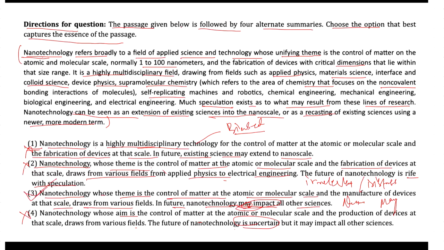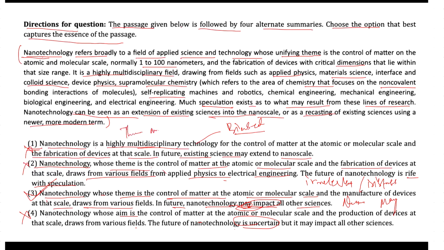So why? Because option three indicates that nanotechnology, whose theme is the control of matter at the atomic or molecular scale and the manufacture of devices at that scale, draws from various fields in the future. Nanotechnology may impact all other sciences. It accurately represents the original text. Option 3 represents the main theme of the passage. It mentions the theme of nanotechnology. What is the theme? The theme is nanotechnology, right?